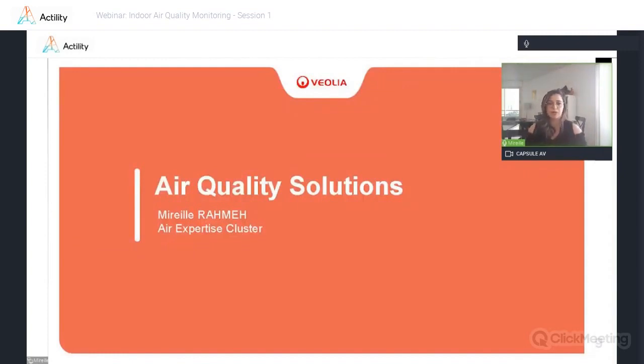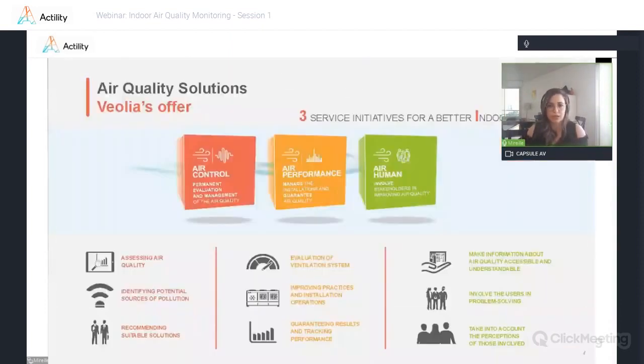I will start by presenting Veolia's air quality solution, which was developed in order to address the urgent need for a safe indoor environment, in addition to the growing regulatory challenge. These offers are based on 3 service components: air quality, air performance, and air human.